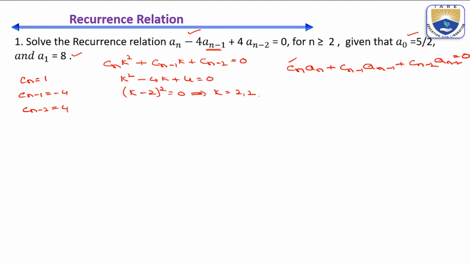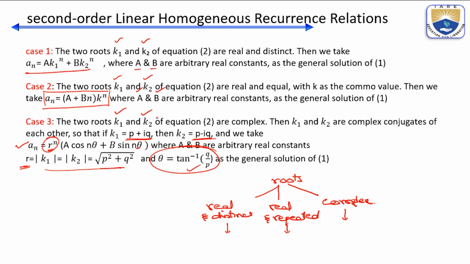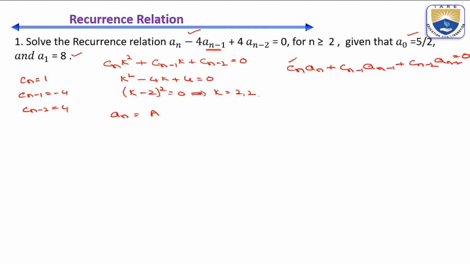So the solution is a_n, and for the repeated root, whenever the roots are repeated, it comes under case 2: (A + Bn) k^n. So here a_n = (A + Bn) 2^n, where k^n is 2^n. Now A and B are constants, and we are going to find what the A and B values are.